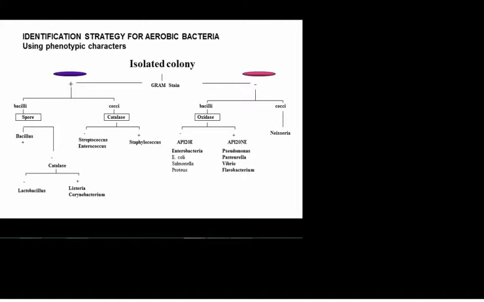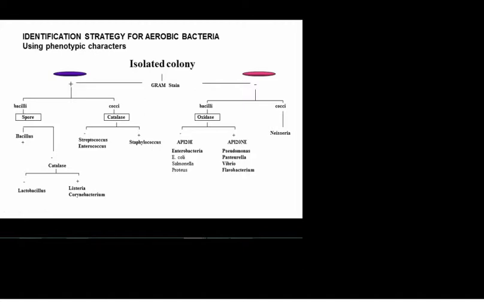Bacilli or cocci? If they're bacilli, do they form spores or not? Do they have a catalase or not? Cocci, catalase positive or negative. So you've got microscopic morphology and some kind of simple biochemical test that you can perform just on the colonies on the agar plate. And this will give you some ideas about the identification to a genus level.